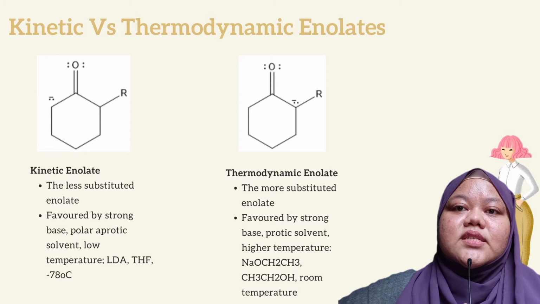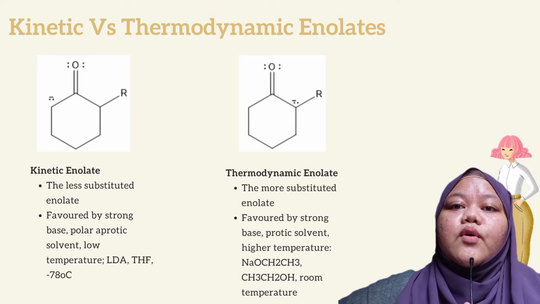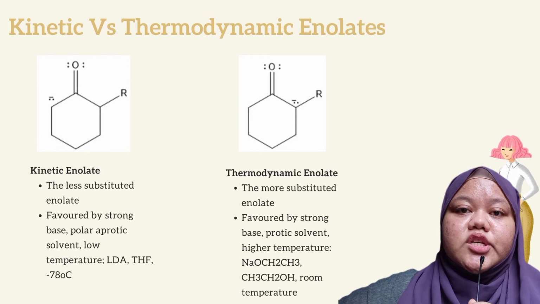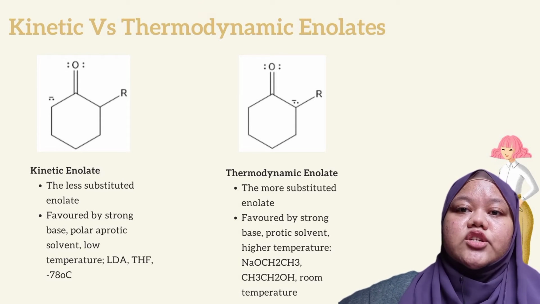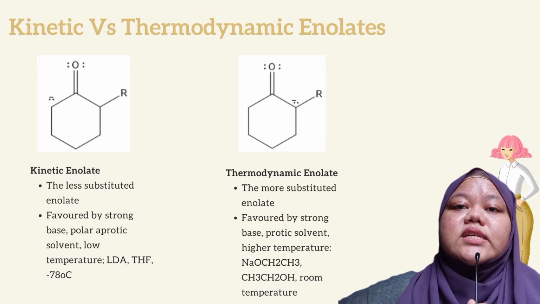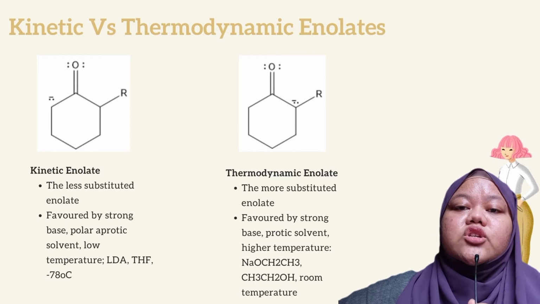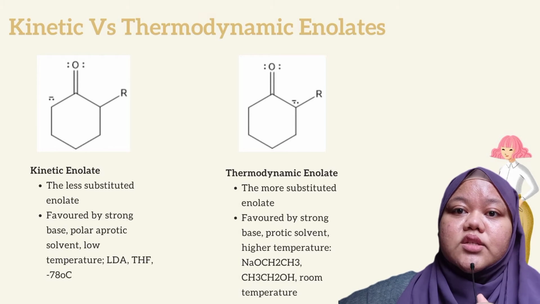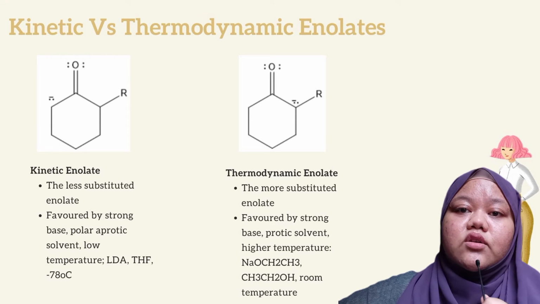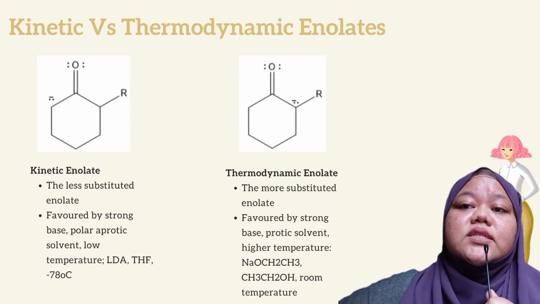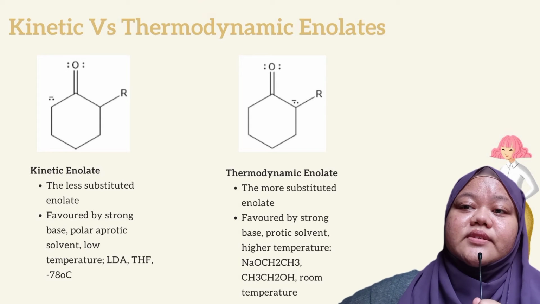Next part is kinetic versus thermodynamic enolates. Kinetic enolates are the less substituted enolate and are favored by a strong base, polar aprotic solvent, and low temperature, which are LDA, THF, and -78 degrees Celsius, while thermodynamic enolates are the more substituted enolate and are favored by a strong base, protic solvent, and higher temperature, which are sodium ethoxide for the strong base, ethanol for the protic solvent, and room temperature for the higher temperature.